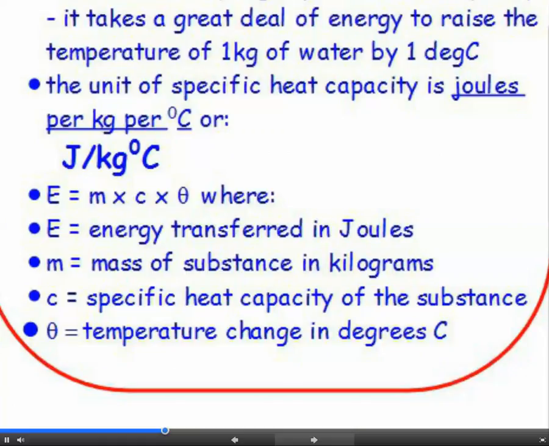And the unit of specific heat capacity is joules per kilogram per degree centigrade, or abbreviated like this, capital J / kg degree C.